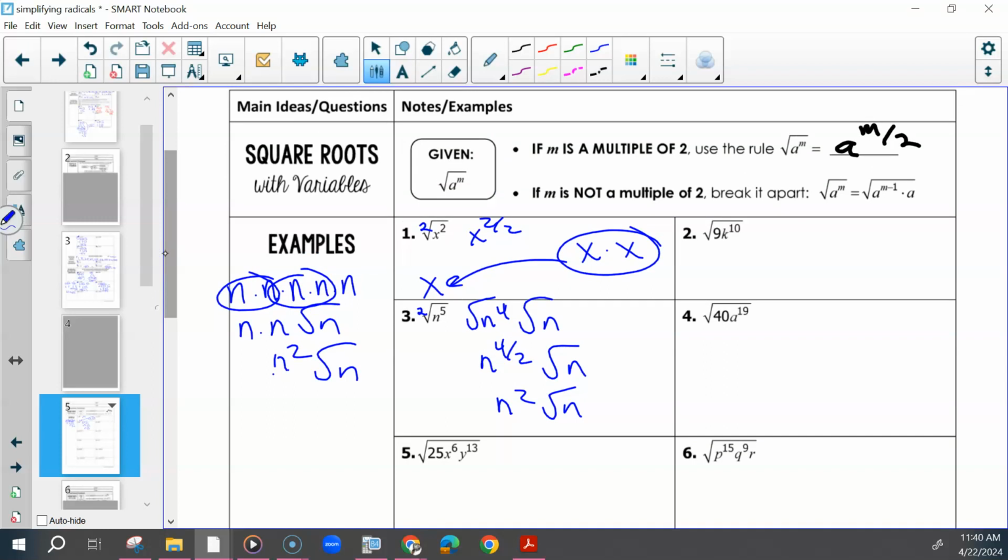Now for number 2, we now have numbers and variables mixed together. Is 9 a perfect square? Yes. So what I'm going to do is separate all of these. I know the square root of 9 is just 3. And then let's say I'm using this method. 2 goes into 10 how many times? 5. So that would just be k to the 5th. There'd be nothing left on the inside. Questions on that one? Okay. Yes, that would be your final answer.